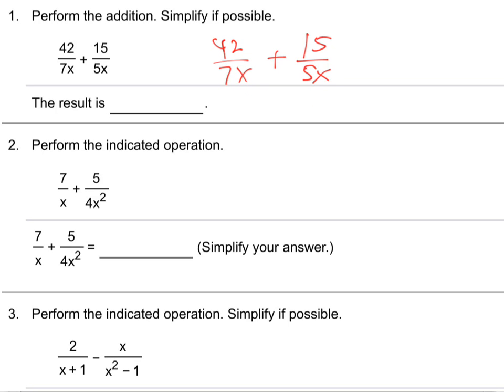Yeah, you could do some reducing. Oh, actually, you could on this one, huh? I didn't think about that. Yeah, 7 goes into 42 6 times. Now, this isn't normal. Normally, we don't reduce, but that's a good observation. 5 goes into 15 3 times, huh? So this is 6 over x, and this is 3. Yeah, that was nice.